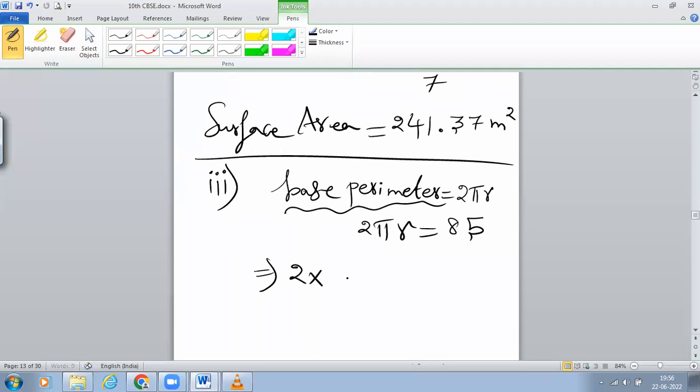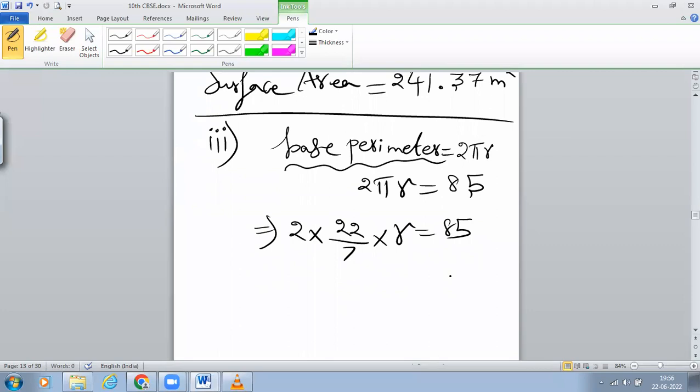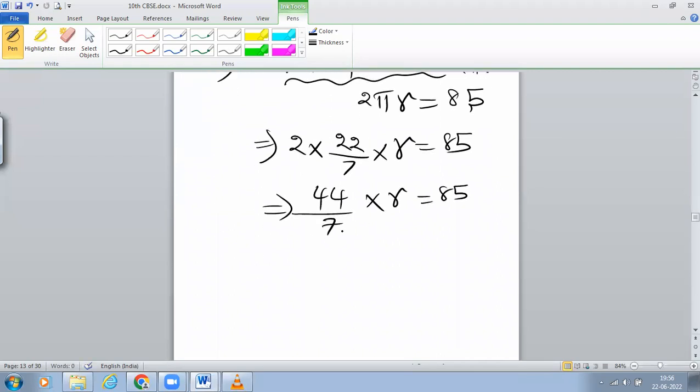So I can replace the value of pi. 2 into pi is 2 into 22 by 7, into r, which we don't know, is equal to 85. Now keep this r on the left hand side and take the 2 and 22 by 7 to the opposite side. What will you get? 2 into 22 is 44. So 44 by 7 into r is equal to 85. Now we have to take this 44 by 7 to the opposite side. What you'll get is r is equal to 85 into, when a rational number in multiplication is taken to the opposite side, it gets reciprocal. It becomes 7 by 44. You know this, right? Because the 7 goes to the numerator and the 44 comes to the denominator.